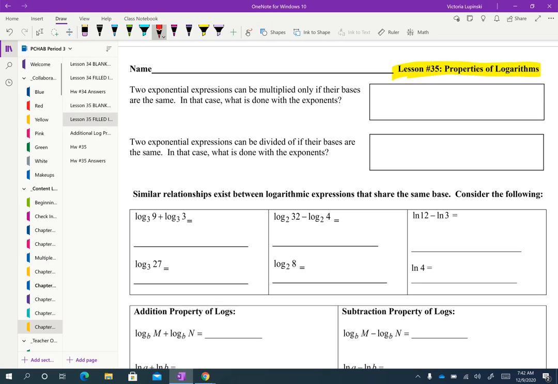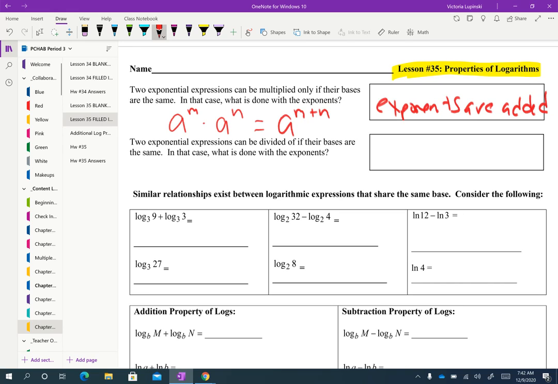Two exponential expressions can be multiplied only if their bases are the same. What is happening in this case with the exponent? Let's say you had a to the m being multiplied times a to the n. Hopefully you would recall that you would then add those exponents, m plus n. So as a reminder, the exponents are being added if they have the same base.